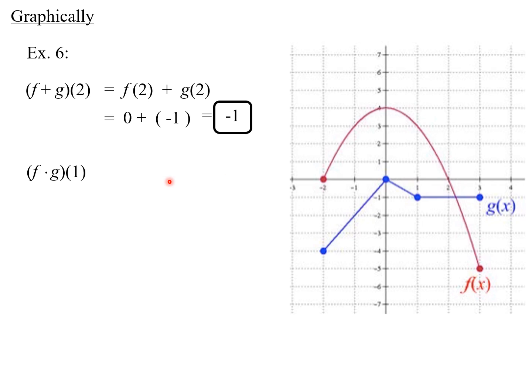Let's do this one. F times g of 1. This one's going to be f of 1 times g of 1. And let's see, what's f of 1? F of 1 is 3. G of 1 is negative 1. And that multiplies to negative 3.